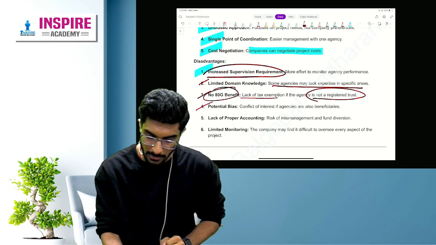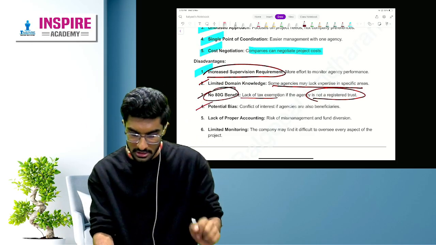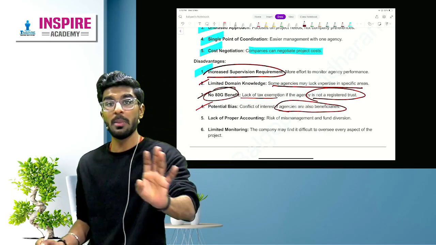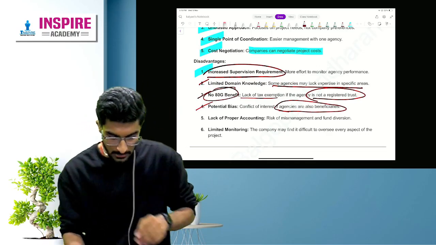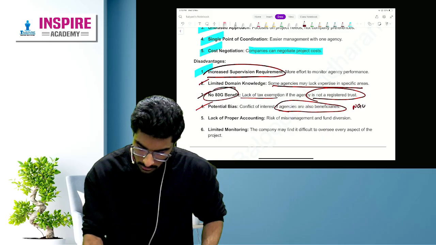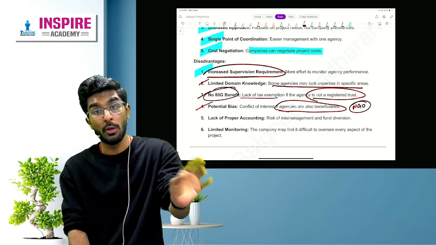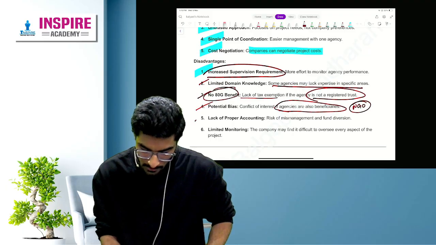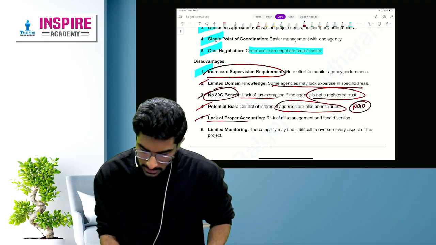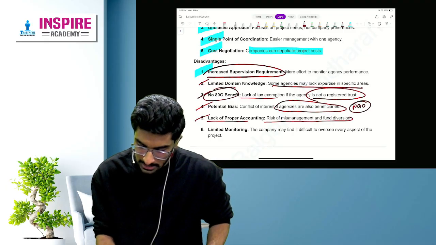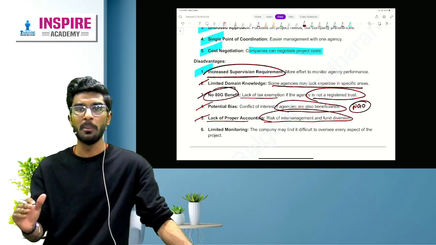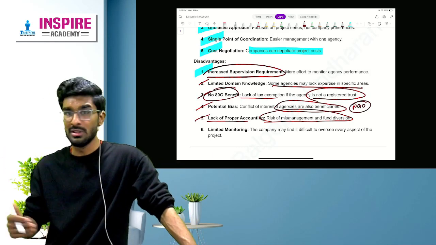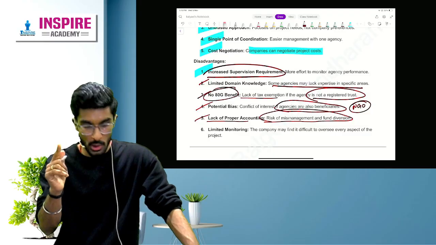Next is potential bias, conflict of interest if agencies are also beneficiaries. If agencies are beneficiaries, that means what? The NGO is acting as a beneficiary. NGOs are also receiving money, so they are also claiming ATG exemption. It is not allowed. And next is lack of proper accounting, risk of mismanagement of fund and diversion. Okay, they might create shell companies so that money can go into the hands of the politicians or the one who is actually managing the NGO. Yes or no?